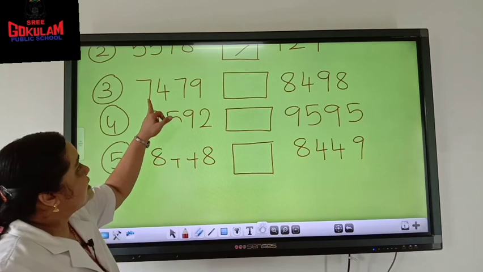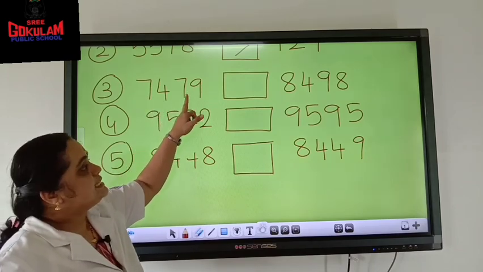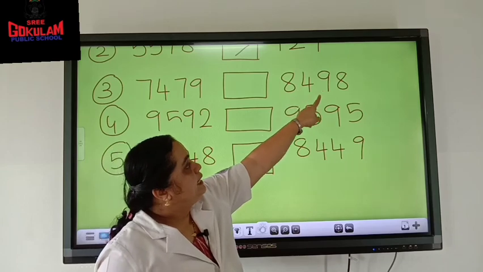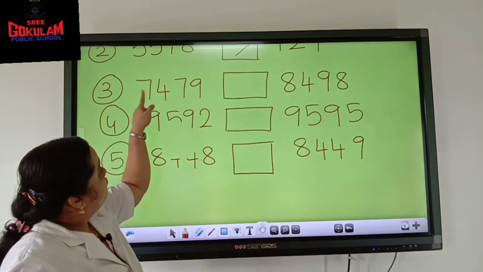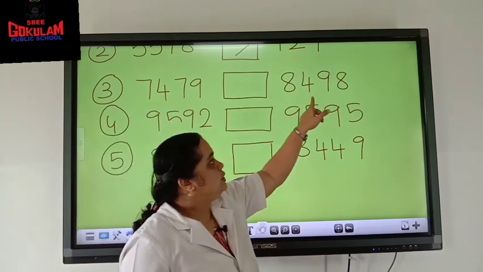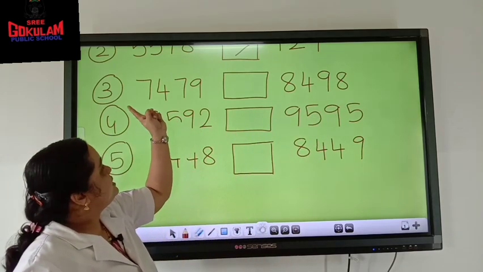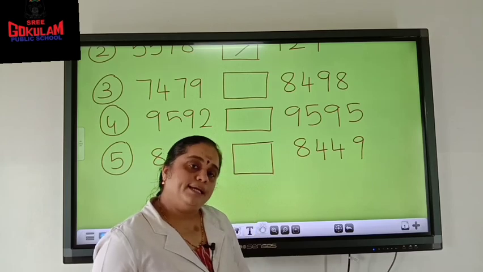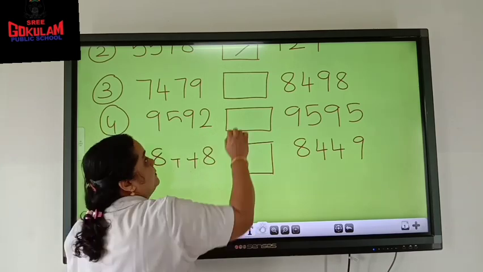Yes, 7479 and here you have 8498. 4 digits are there and here also you have 4 digits. Thousands place you have 7000 and in this thousands place you have 8000. So which is bigger? Yes, 8000 is bigger.